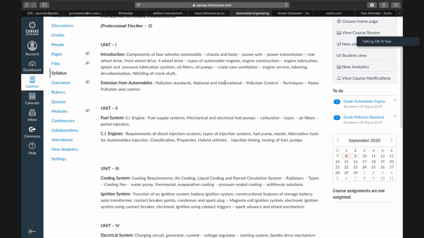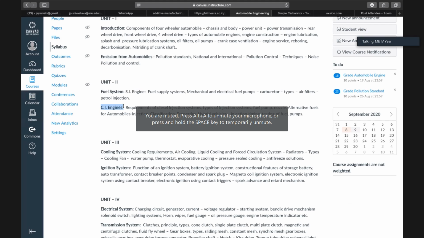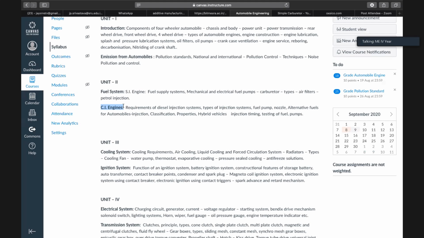Okay. So we have finished our unit number 1. Now we are starting with our unit number 2. In unit number 2, we will see fuel system for SI engines, means spark ignition engines, and CI engines, means compression ignition engines. So in this unit, our main target is to study how the fuel system of the spark ignition engine is working and your compression ignition engine is working.